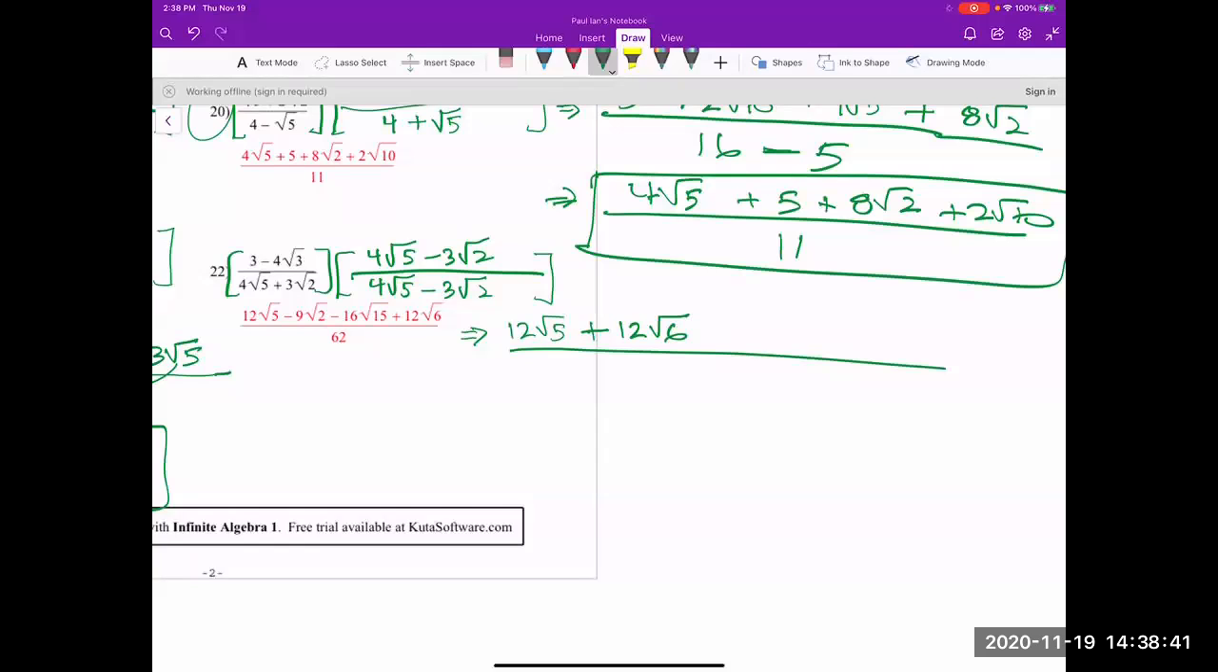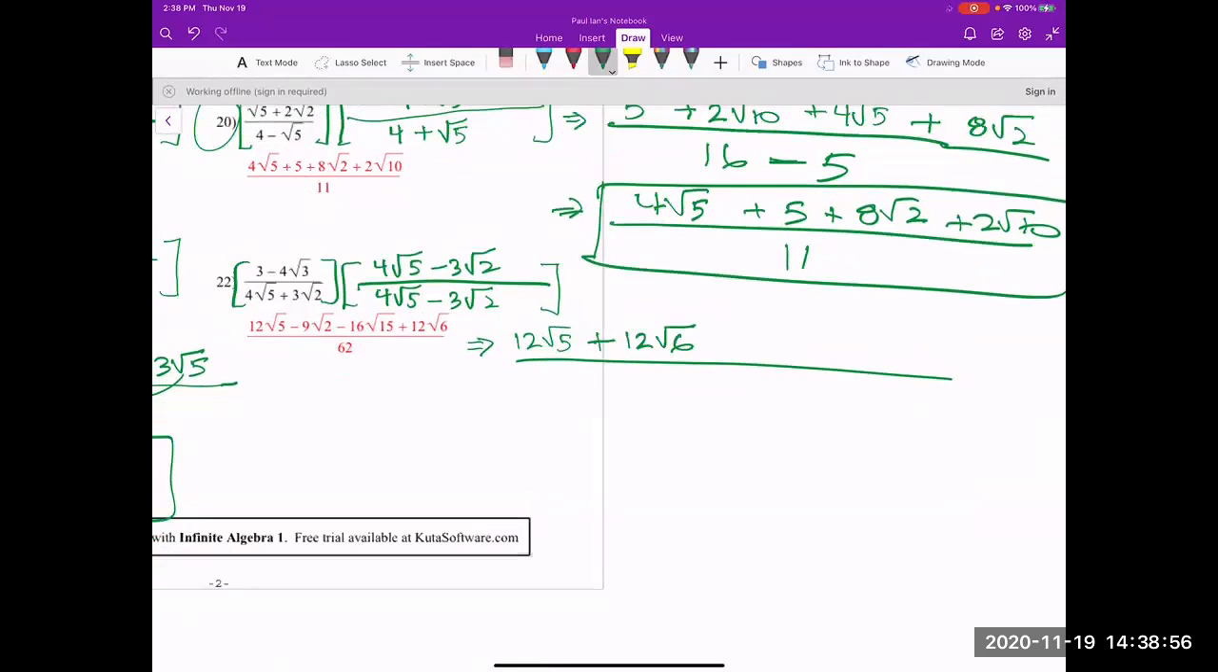-12 root 10. Let me think. -12 root 10. So we did 12 root 5, right? Yeah. So that's this guy. And then we have positive 12, which is this guy right here, right? Yeah. Okay. Well, what about this 3 and then this guy, and then this and this guy?